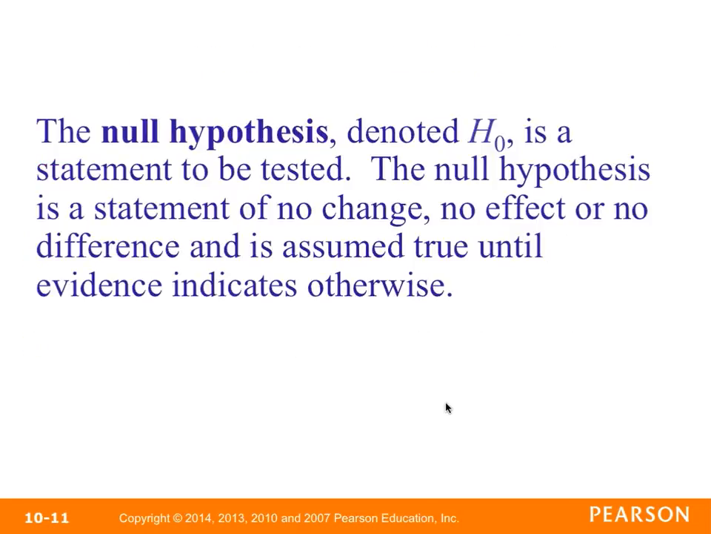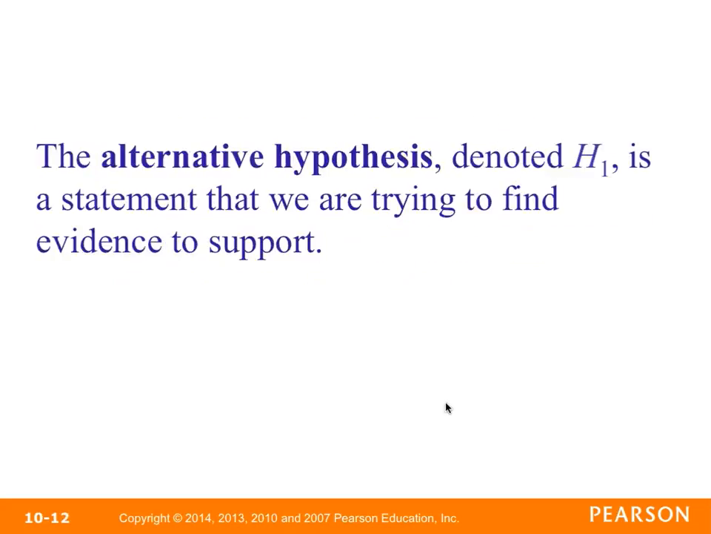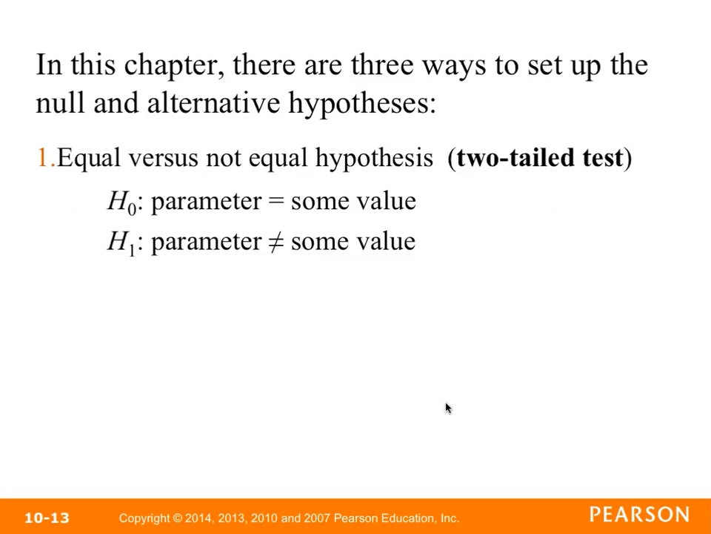The null hypothesis, denoted H naught, is a statement to be tested. The null hypothesis is basically a statement of no change, no effect, no difference. We just assume it to be true unless evidence indicates otherwise. Now, the alternative hypothesis, denoted H1, is a statement that we're trying to find evidence to support. In this chapter, there are basically three different ways to set up the null and the alternative hypotheses.